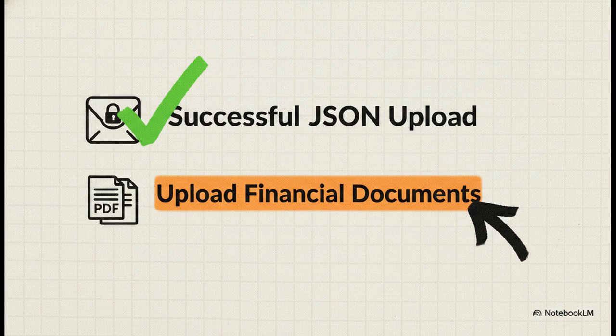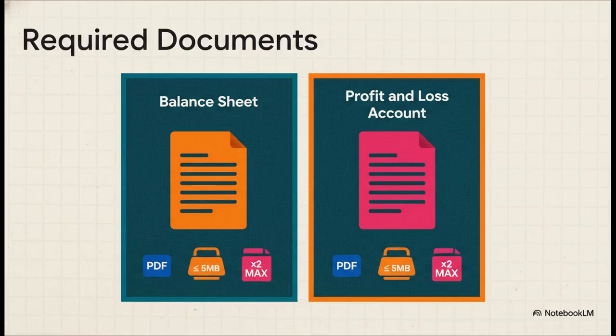Before you can actually file, the portal also needs you to upload copies of the audited financial statements that this whole reconciliation is based on. Specifically, you're going to need your balance sheet and your profit and loss account. They have to be in PDF format. And keep the file sizes in mind. You can upload up to 2 files for each one, but each file has to be 5 MB or less. It's a really good idea to have these ready to go beforehand.